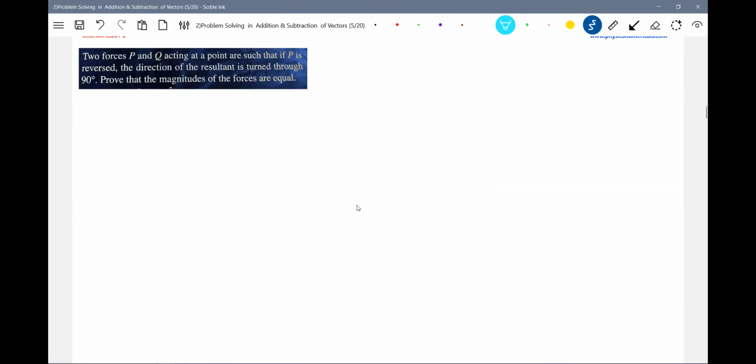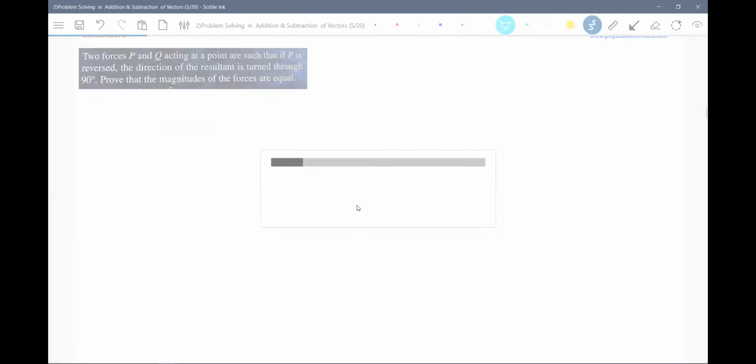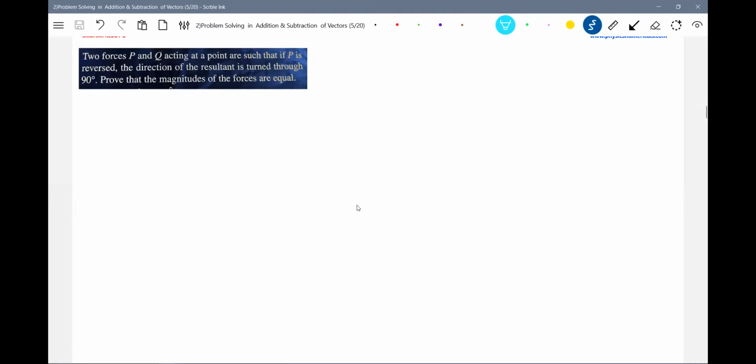Two forces P and Q act at a point such that if P is reversed, the direction of the resultant is turned through 90 degrees. Prove that the magnitudes of the forces are equal. I think we'll speed up things. Just will speed up.